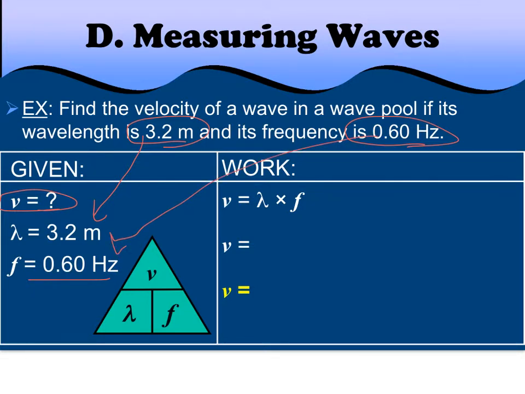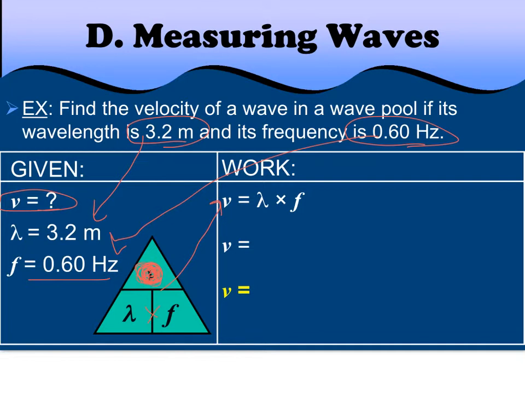And so here's the triangle of physics. We have velocity on top and the wavelength and the frequency on the bottom. What we're looking for is velocity, so we're going to cover that one up. And we know that we need to take wavelength, because these are both on the bottom, times frequency. And you can see that written out under the work.